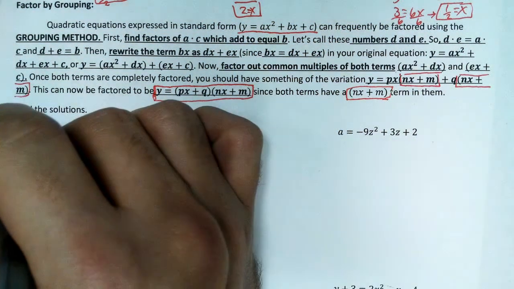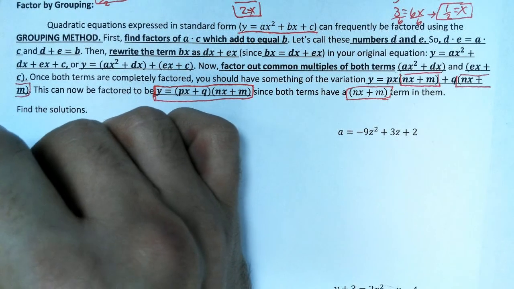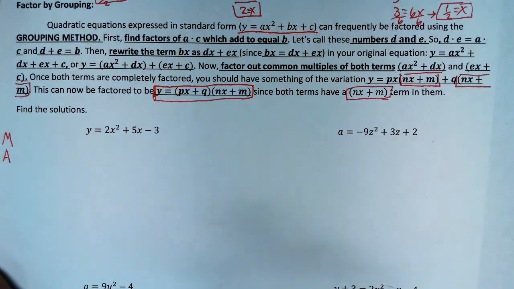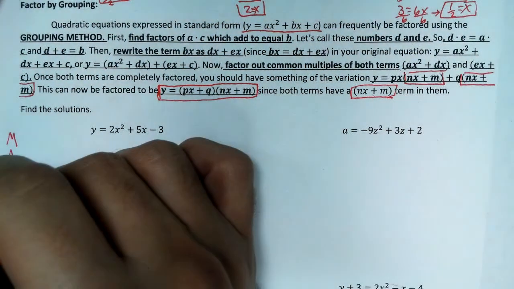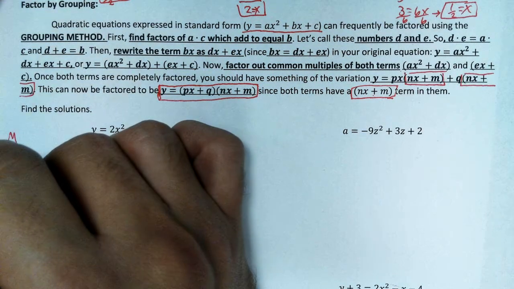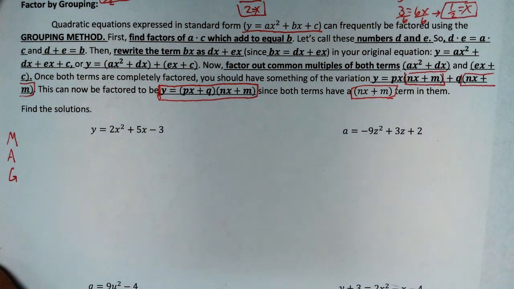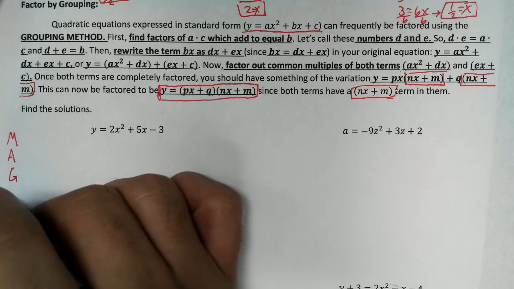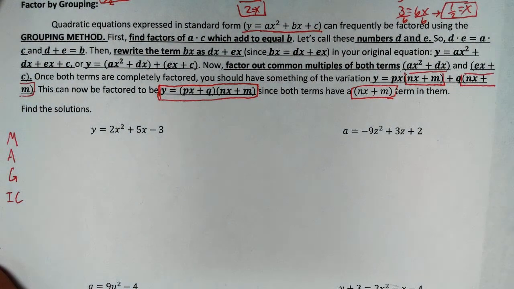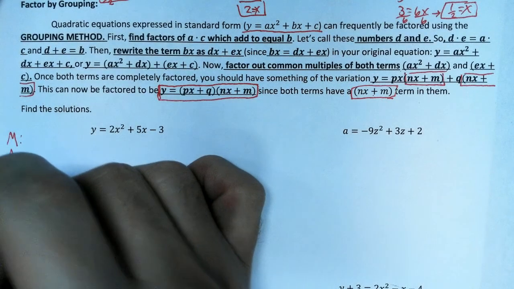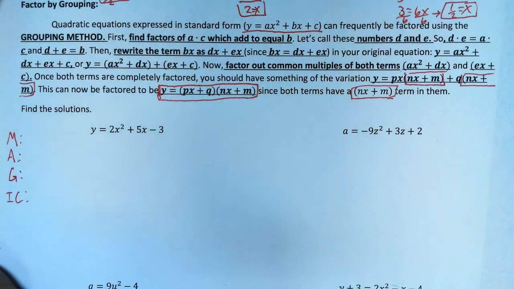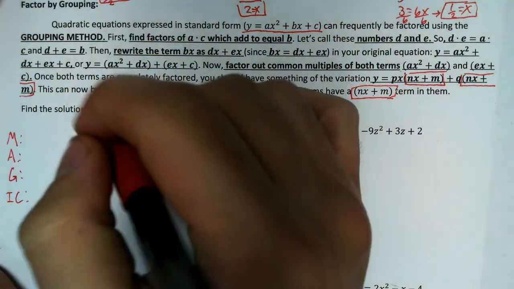I'm going to teach you guys not an initialism but an acronym. An initialism is when you say the actual initials, like M-A-G-I-C. But this is an acronym, so I say "magic." My magic method is going to help me remember my steps. My first step is to multiply A times C.